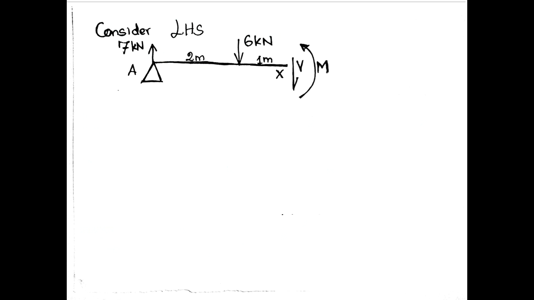Consider the LHS portion. Write down the equilibrium equations. Equilibrium equation number 1: summation of net upward forces equals 0. This is 7 upward positive. Consider upward as positive. Here downward, minus 6, V is downward, minus V is equal to 0. V is equal to 1 kilonewton. Shear force at X is equal to 1 kilonewton.